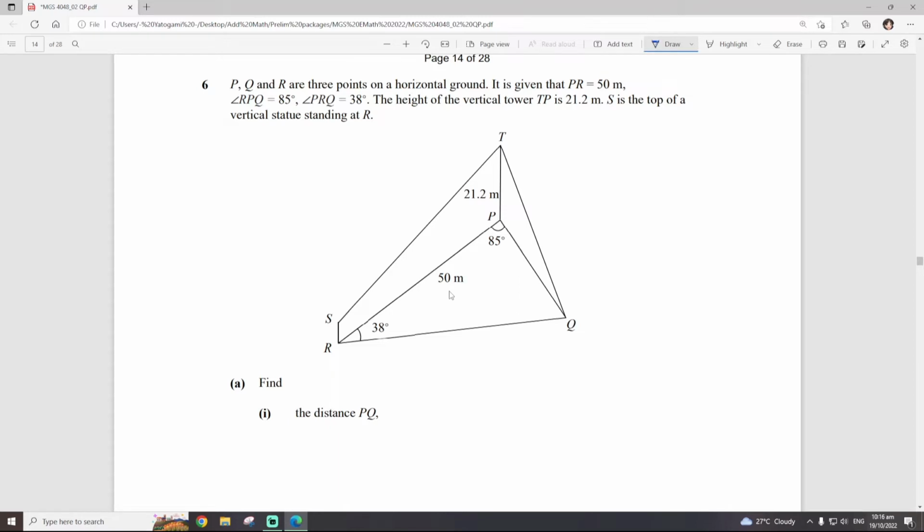We have the opposite angle. We can deduce this angle. So angle PQR, we have to find angle PQR first because we have the opposite side being, we know that it's 50. So angle PQR is 180 degrees minus 85 degrees minus 38 degrees because the sum of the angles in the triangle is 180 degrees, right? So we get 57 degrees.